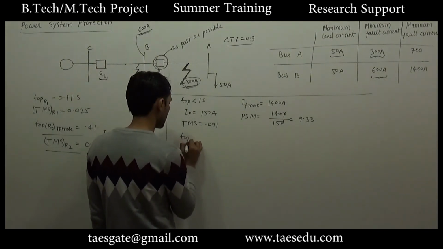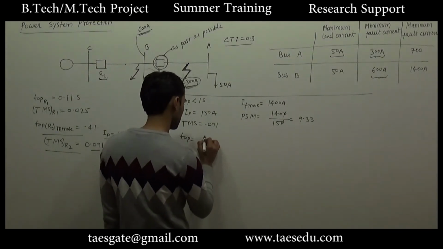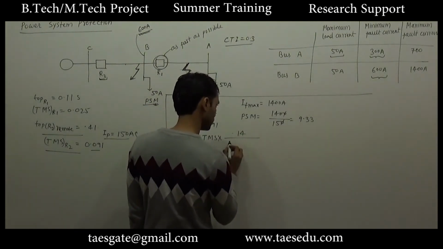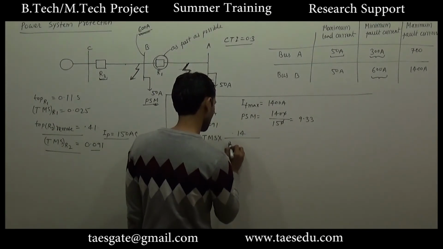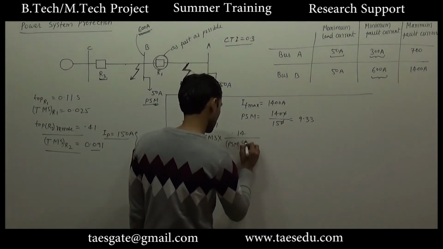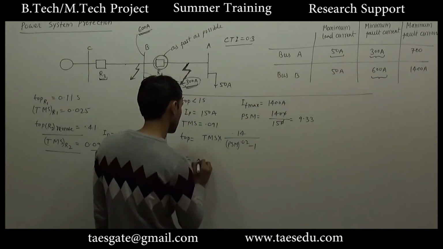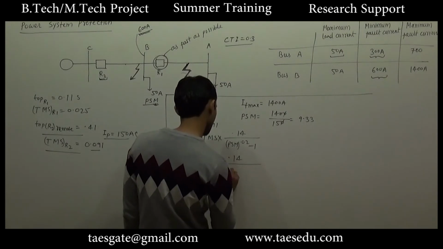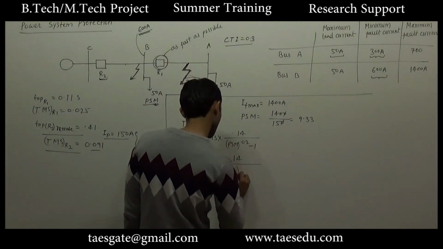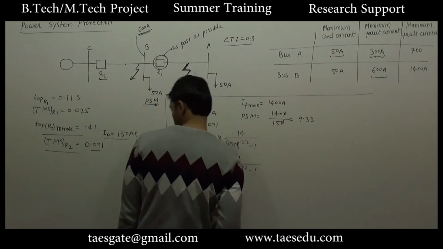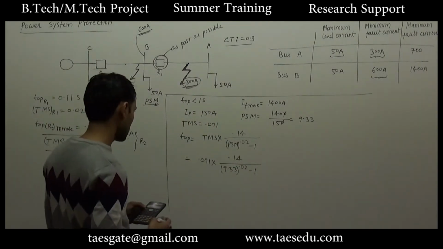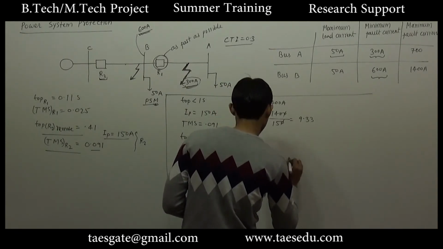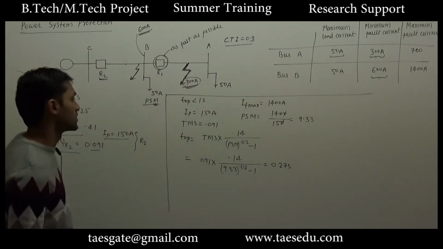So the time of operation will be T = time multiplier setting × 0.14 divided by PSM to the power 0.02 minus 1, that is 0.091 × 0.14 divided by 9.33 to the power 0.02 minus 1. Okay, this time is 0.27 second, which is less than 1 second.